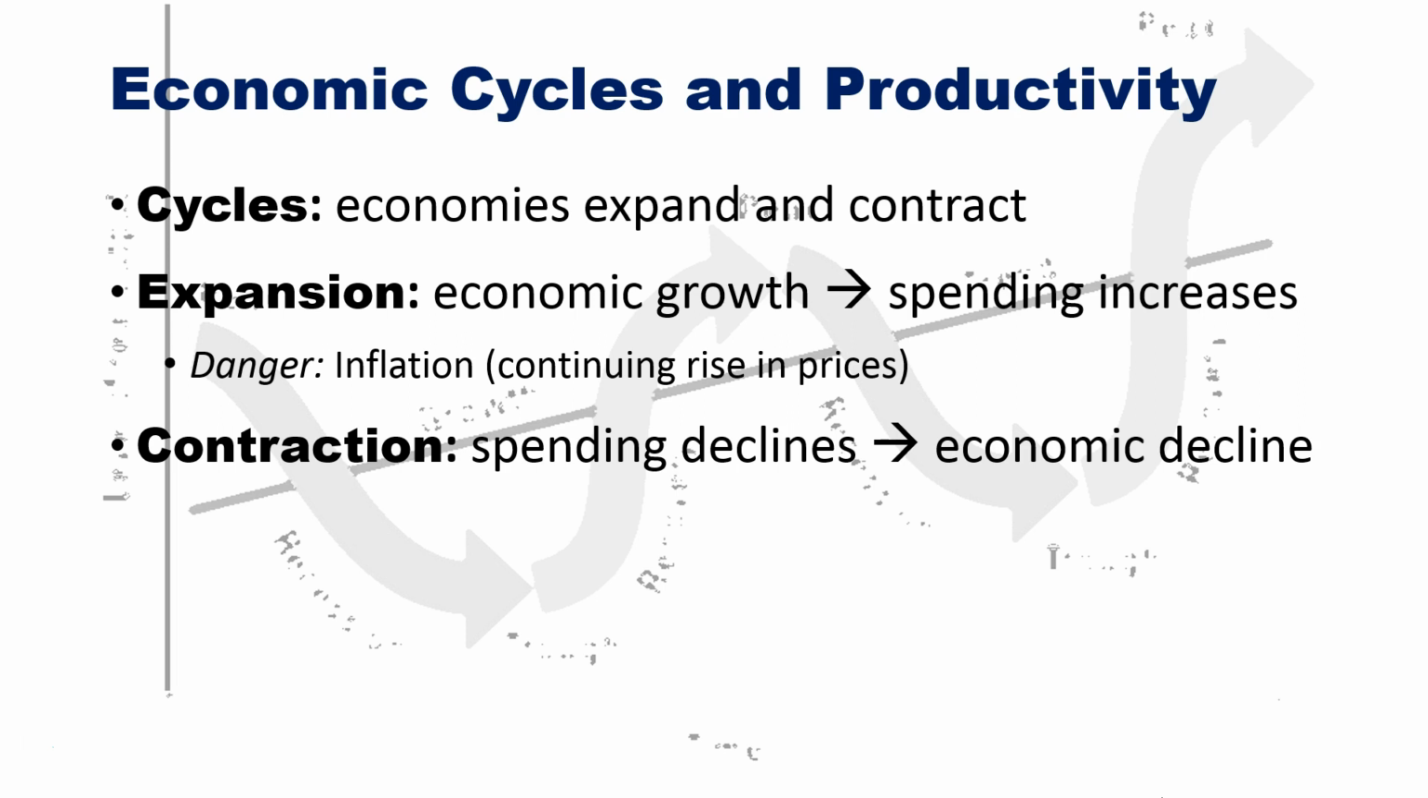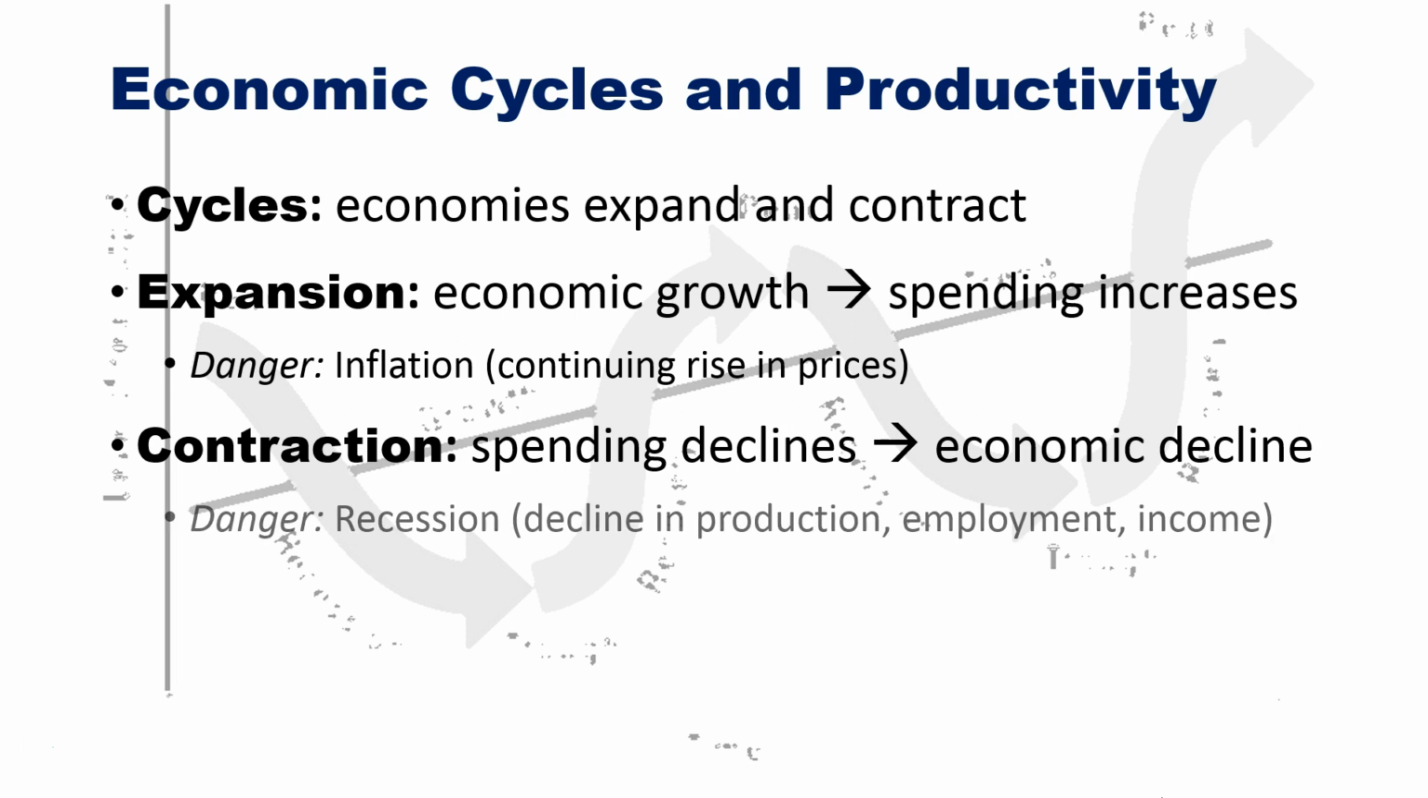And the contraction is the idea where spending declines. People kind of withhold their money, and they lose confidence in the economy, so they don't feed the economic engine through their purchases, and then there's economic decline. The danger is that if it's sustained year over year, we have what's called a recession, which results in declined production, unemployment rates going up, and incomes going down or stagnating.